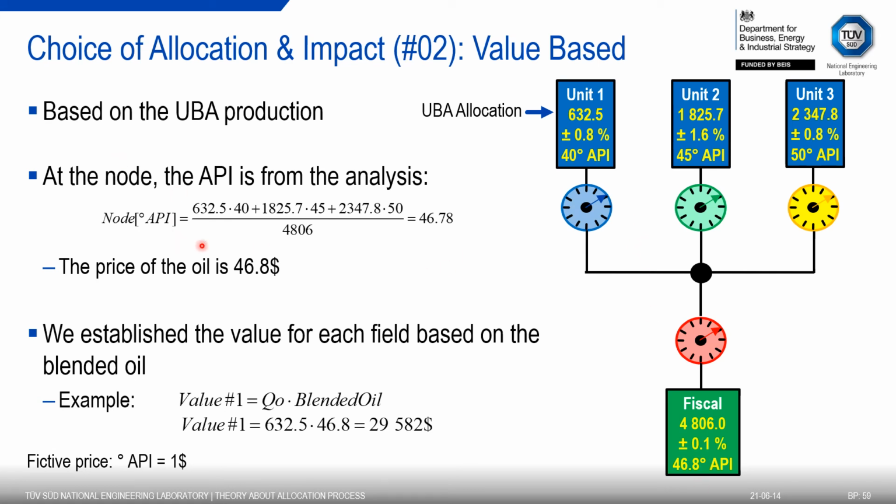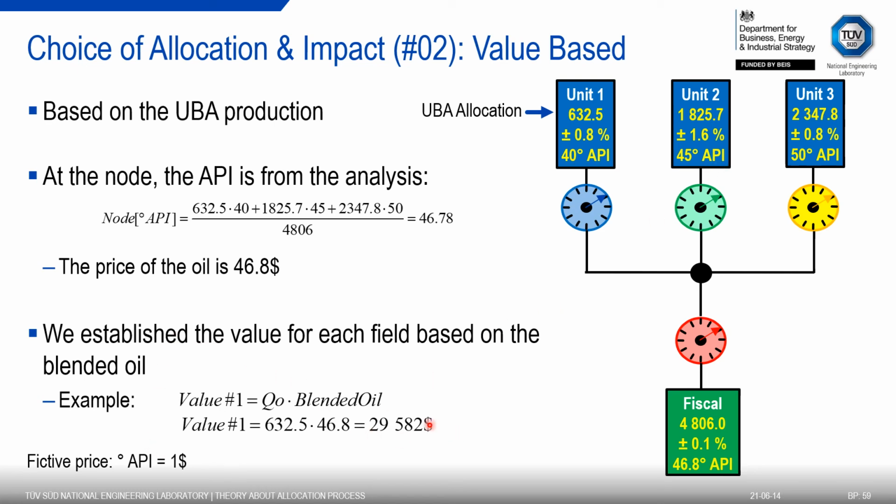In this case, I decided to make it simple: $1 per degree API. It's definitely not working that way, but it was to make it very simple for you. So what you do is you look at what will be the value of the oil at the node. Here we have only one node, so at the node the value of the oil, sorry, will be 46.8 degree API, okay? And then we will reallocate it to each unit, knowing that they have a different quality of oil, so therefore sometimes we'll increase a bit the value for one of them or decrease it for the other one.